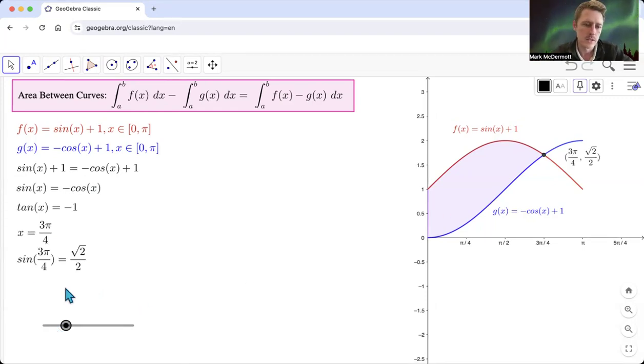And so what you can say is that this intersection point here must be at 3 pi on 4 and root 2 on 2. So that's the first thing. We need to know where this x value is, at 3 pi on 4. Okay, so then we can set up our integral.